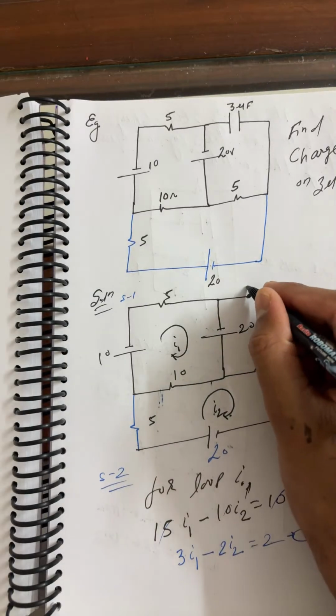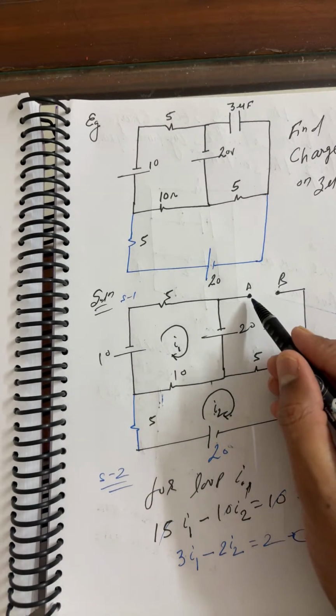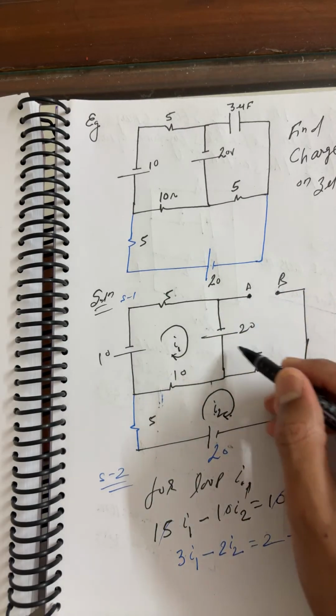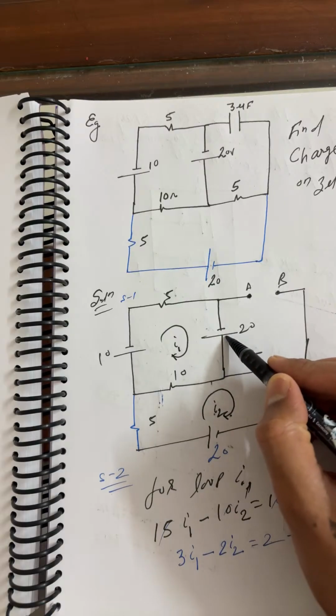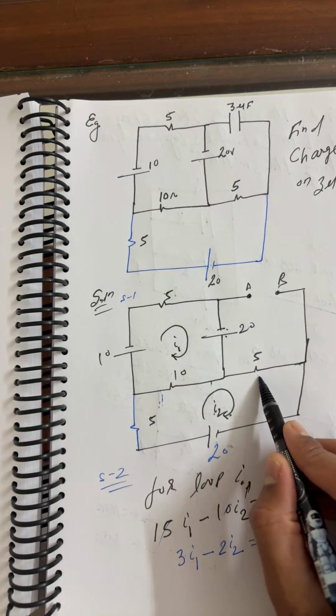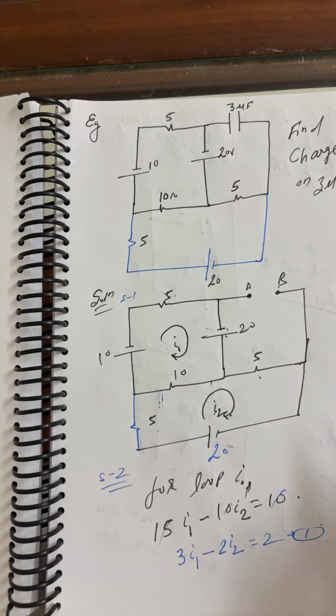Student, let us suppose this is A and B. Once I apply KVL from here, this is the potential at A. Moving through this, we get VA minus 2 plus VA plus 2. What is the current here? This is I2, so plus or minus, and minus VB.